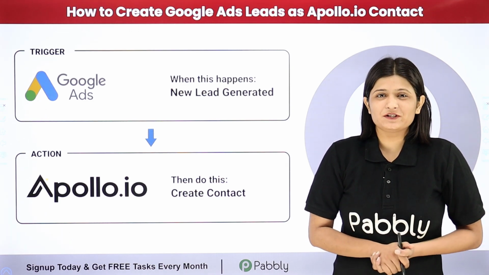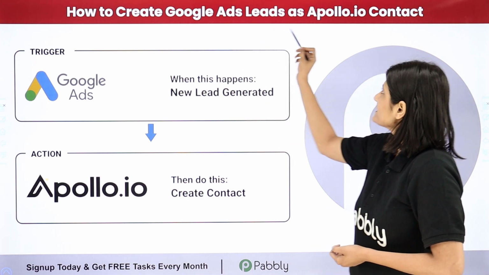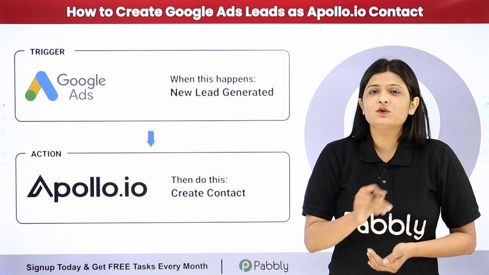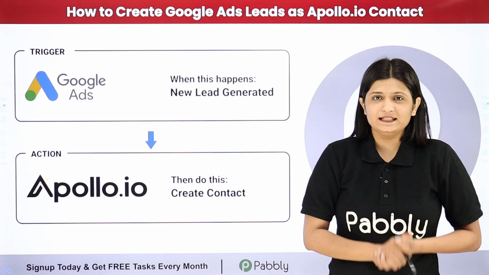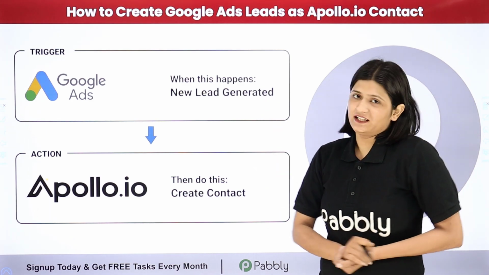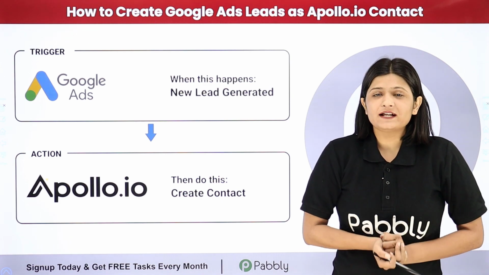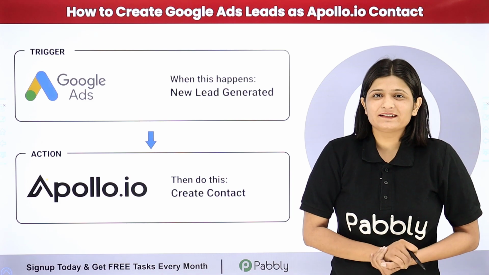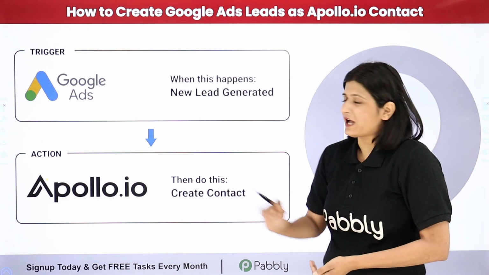In this video, we are going to learn how to create Google Ads leads as Apollo.io contact. So let's suppose I am running an e-commerce store and I am collecting all my leads with the help of the ad I am running in my Google Ads. Now I want that whenever I receive a new lead in my Google Ads, it should be automatically created as a contact in my Apollo.io account.